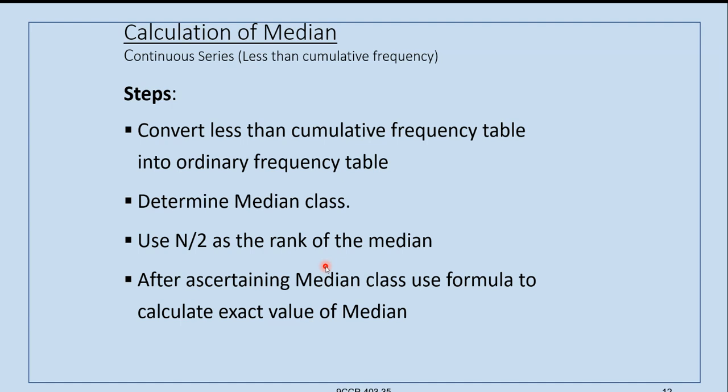So the steps are: convert the less than cumulative frequency table into an ordinary frequency table, and determine the median class. The median class is to be determined by n by 2, that is, the total of the frequencies divided by 2. And after ascertaining the median class, use the formula to calculate the exact value of the median.